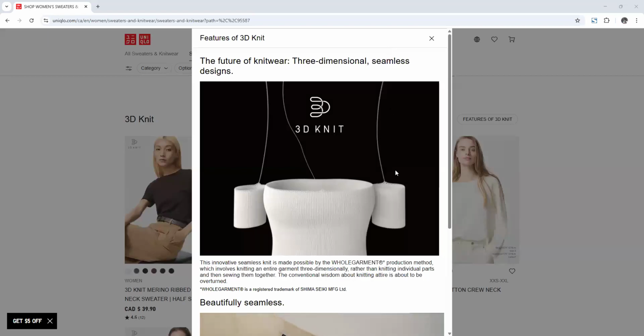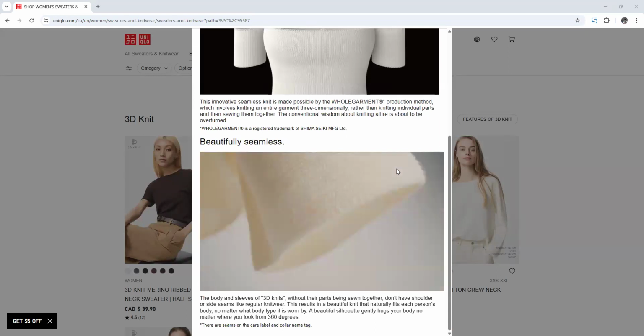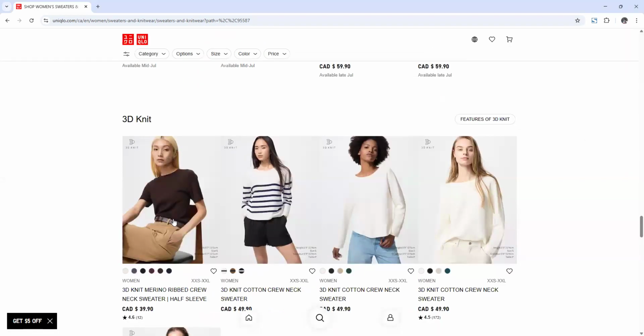So yeah, the future of knitwear: 3-dimensional seamless designs. They are doing this. I was being a little bit glib when I said nobody's doing it, but this 3D knit thing is actually all completely possible by machine. Some interesting stuff to look out for.